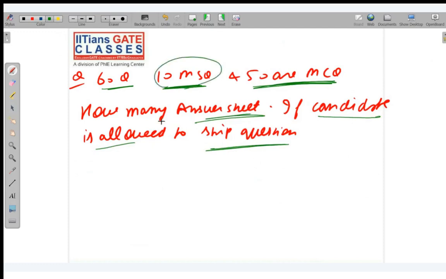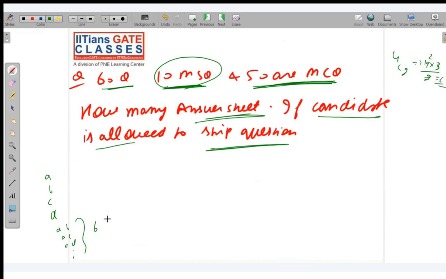So what do you mean by MSQ? 4 choices are there. You can say either one of the choices is true. If one of the choices is true, then 4 possibilities are there. Now 2 choices can be correct also. 2 choices correct means from 4 you want to pick 2, like A B, A C, A D, and so on. How many will be there? 4C2, that means 4 into 3 divided by 2, so it will be 6 choices.